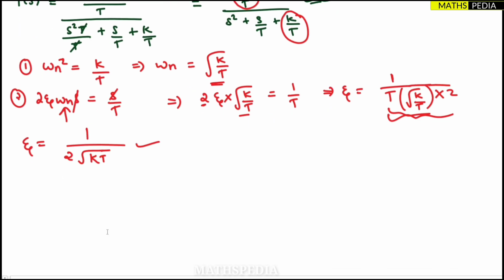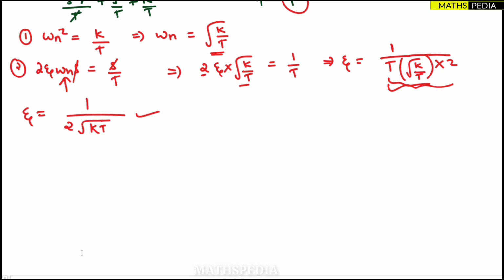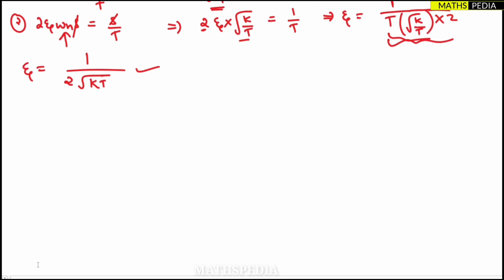We'll take up the first part of the question, the sub-question. That part we'll be solving first. So the zeta value formula we have is zeta = 1 by 2 root kt.